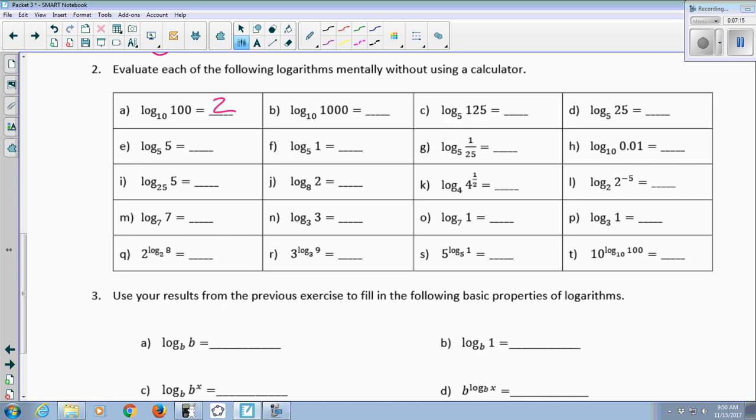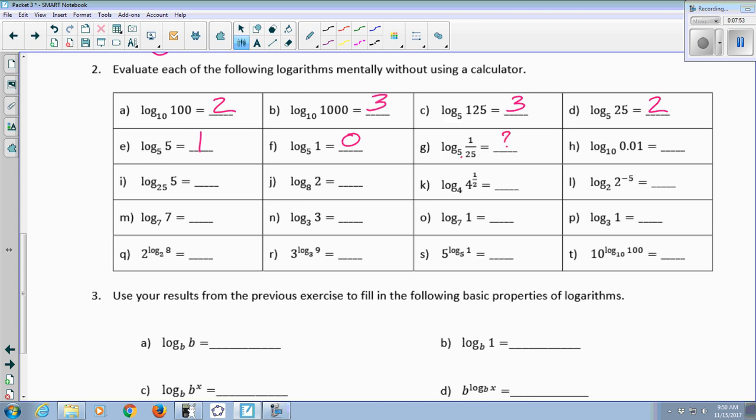10 to what power gives you 1,000? 10 to the third power. 5 to what power is 125? That would be 3. 5 to the third is 125. 5 to what power gives you 25? The second power. 5 to what power gives you 5? 1. 5 to what power gives you 1? Well, to get 1 as the answer to an exponential equation, the exponent would have to be 0. Anything to the 0 gives you 1. 5 to the 0 is 1.